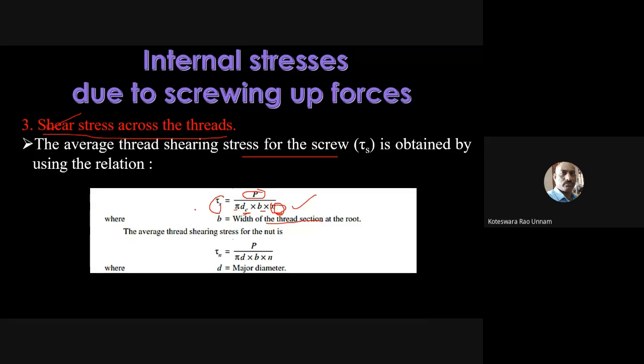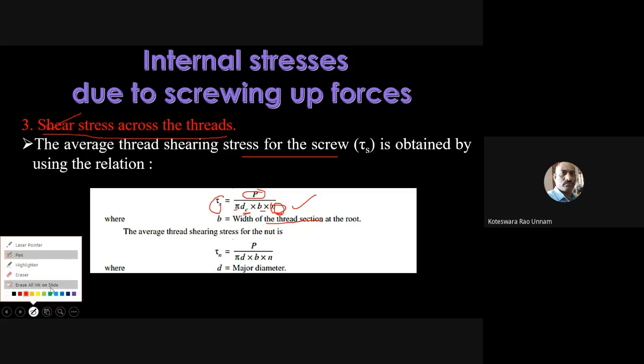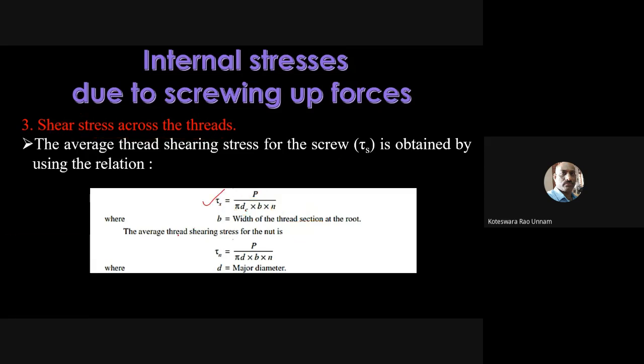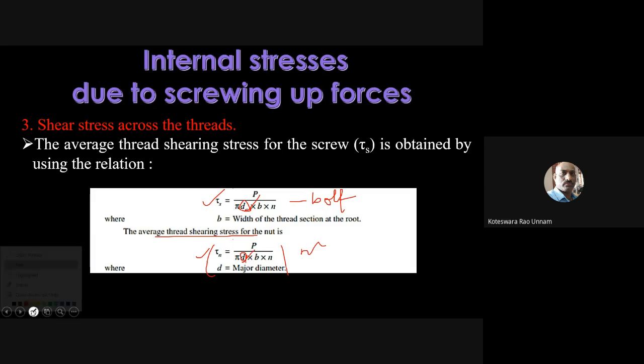So this formula is for a bolt. Suppose I want to calculate for a nut, the same formula applies, only instead of DC you need to use the major diameter. In case of a bolt, the minimum diameter is DC, whereas in case of a nut, the minimum diameter is the nominal diameter D. So we need to replace these diameters accordingly, depending on whether you are calculating the stress in the bolt or in the nut. Here you have to use DC, here you have to use D.